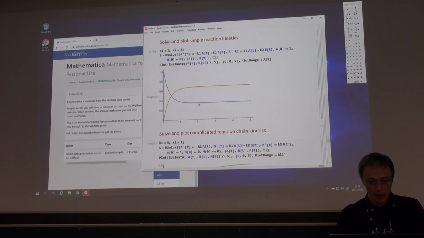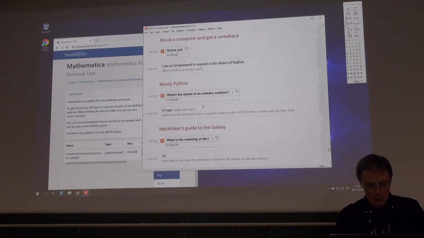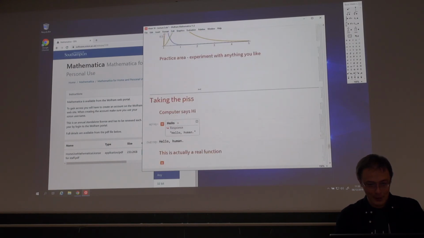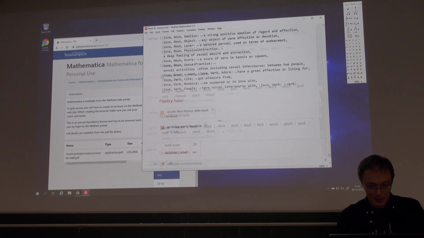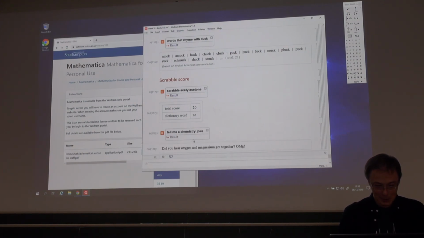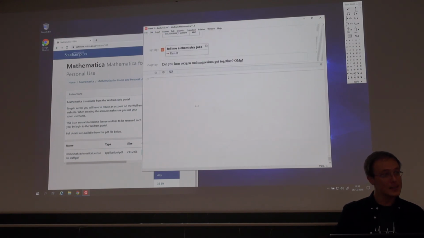So on a more sort of serious side, I really like those jokes. They're actually pretty good. Did you hear oxygen and magnesium get together? Oh my God. It's not bad, right? Okay. Right. So that is the system.